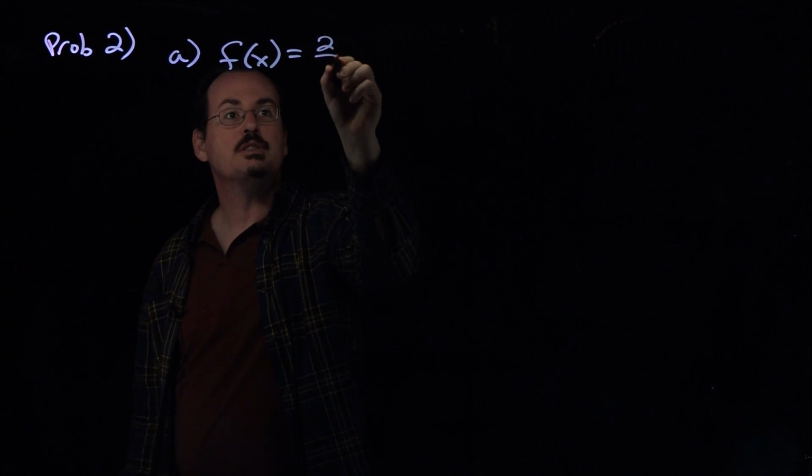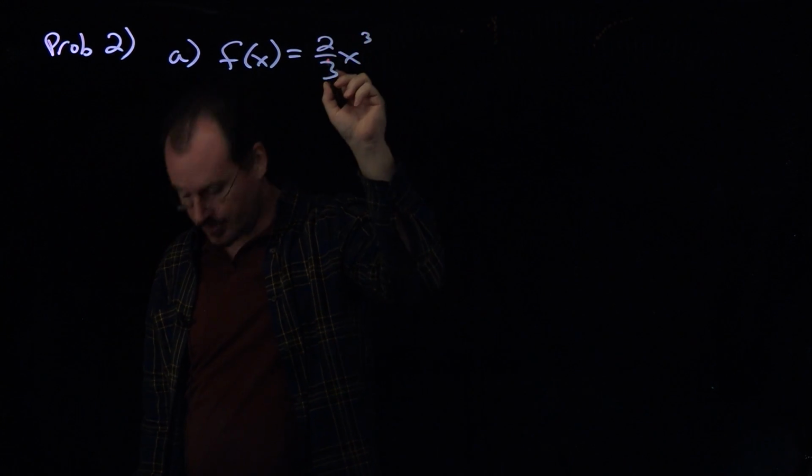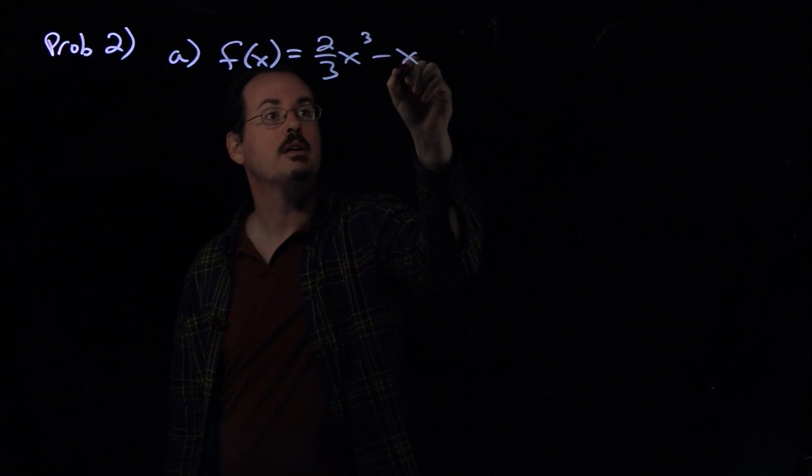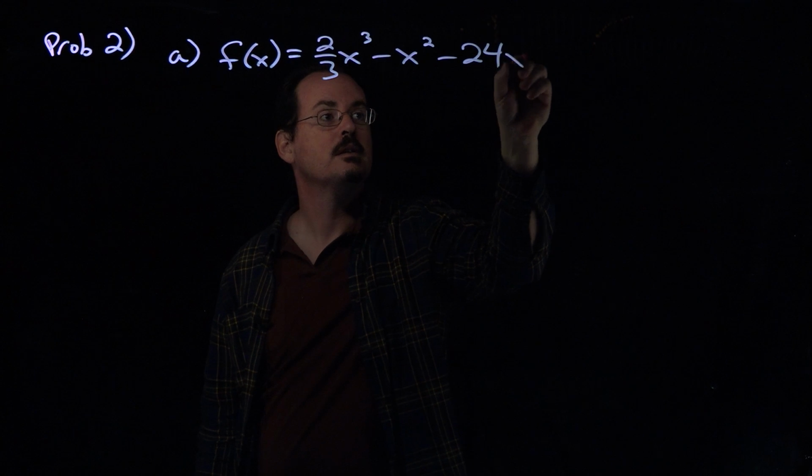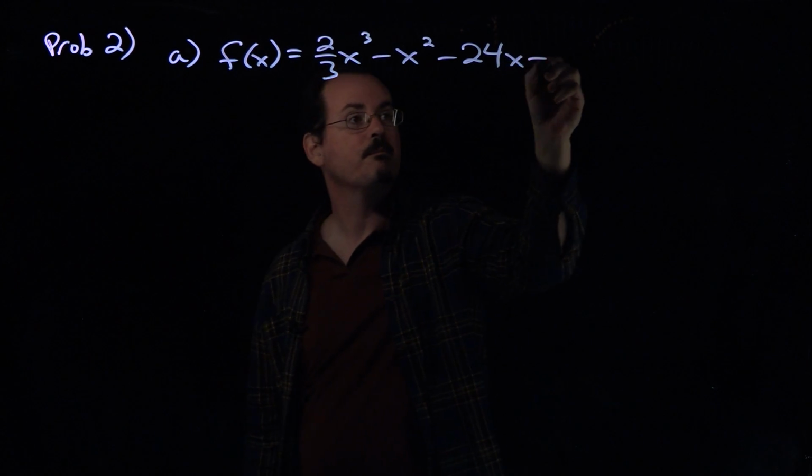So the function is 2/3 x cubed minus x squared minus 24x minus 4.